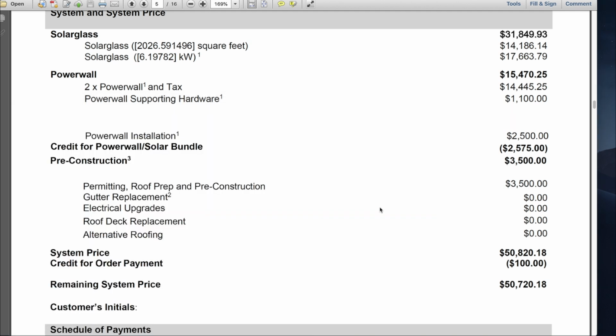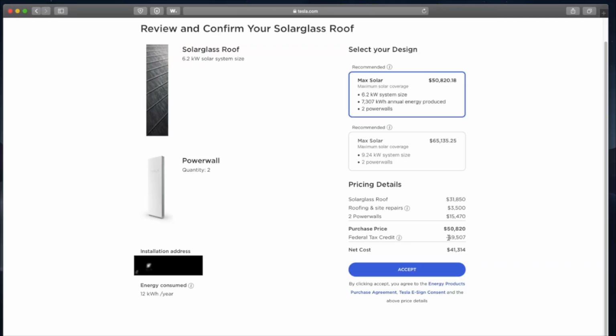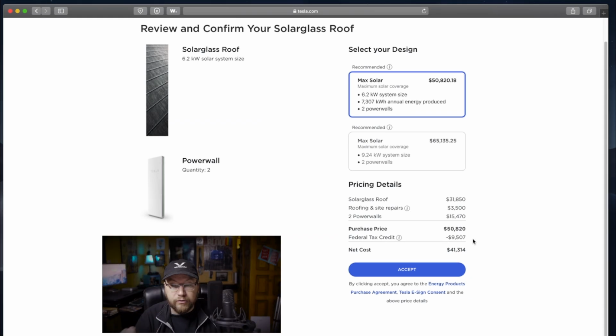So even though this is a much higher price, I'm actually getting exactly what I'm paying for. By the way, there's a tax credit of $9,500 right now. It might be a little more, a little less. So anyway, my net cost of the system will be $41,000, which gives me a completely new roof, two Powerwalls, and solar. I'm gonna go ahead and do this. I'm gonna spend that kind of money on going solar. So here we go. Press accept.